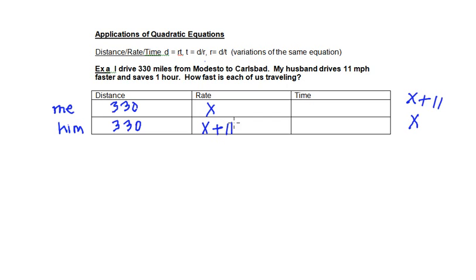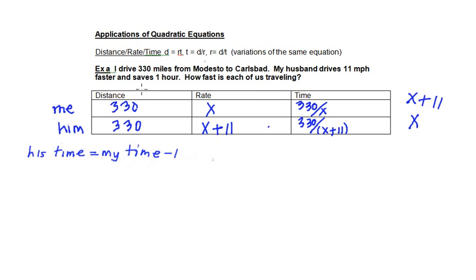Next, I want to construct an expression for time, and you can see from this formula, time is equal to distance divided by rate. Since I have two columns filled, I can use those two columns to fill the third column by doing a calculation. So we'll express time as distance divided by rate, which is 330 divided by x. And we can do the same thing for the second row, getting the expression 330 divided by x plus 11.